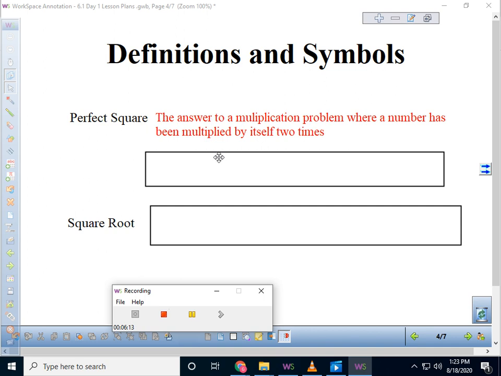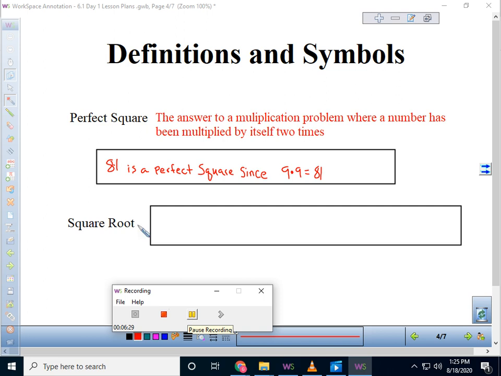Now, let's look at an example. The example that I came up with is 81, the number 81. 81 is a perfect square since 9 times 9 is 81. A number multiplied by itself equals 81. 9 times 9 equals 81.